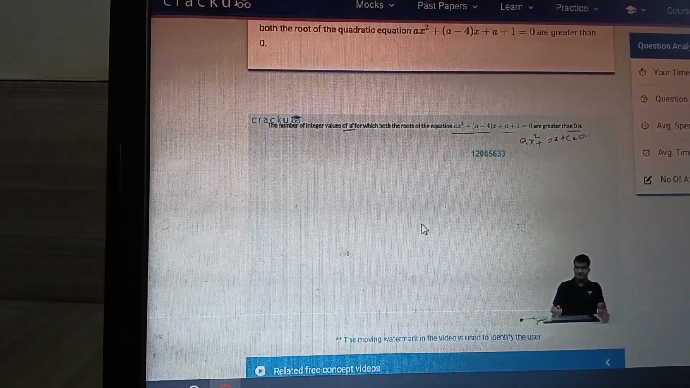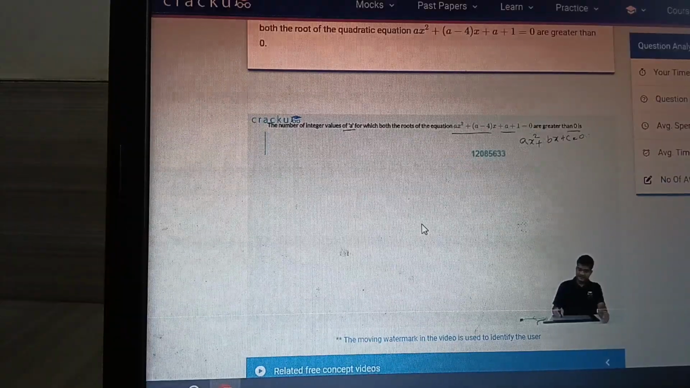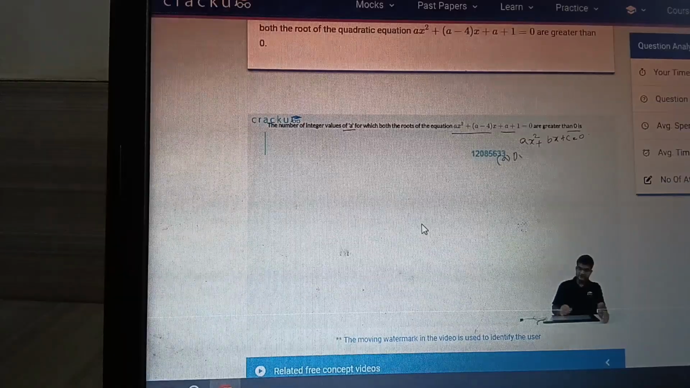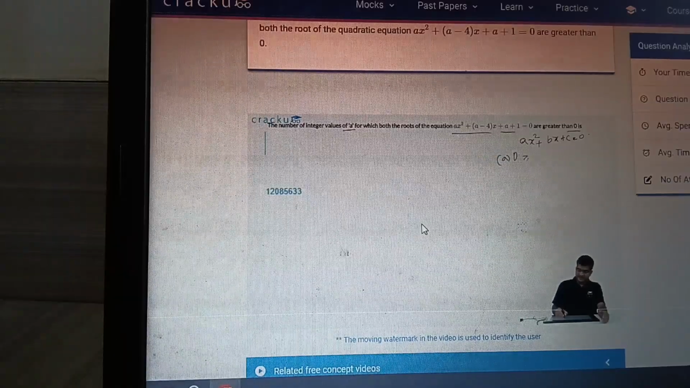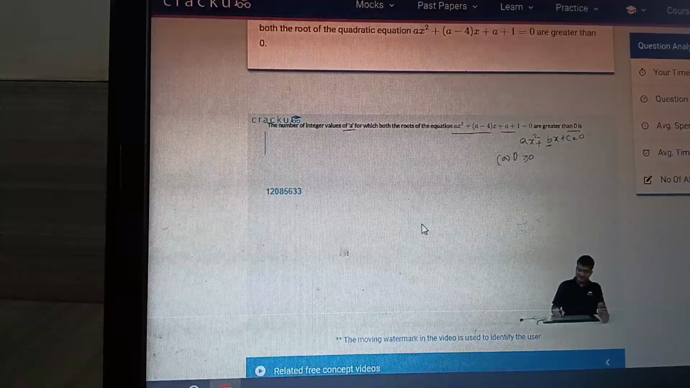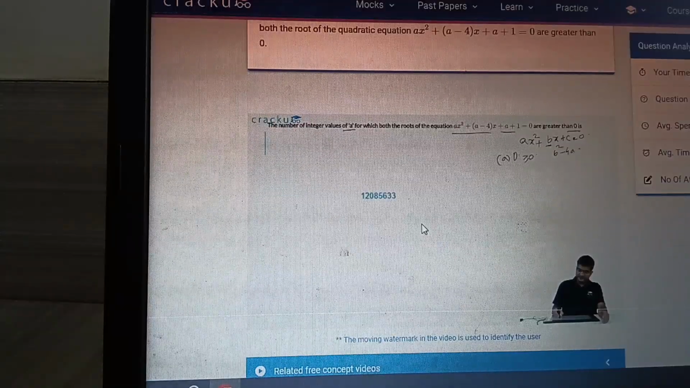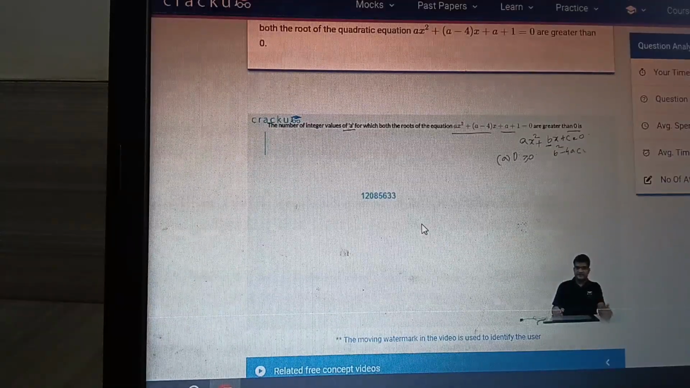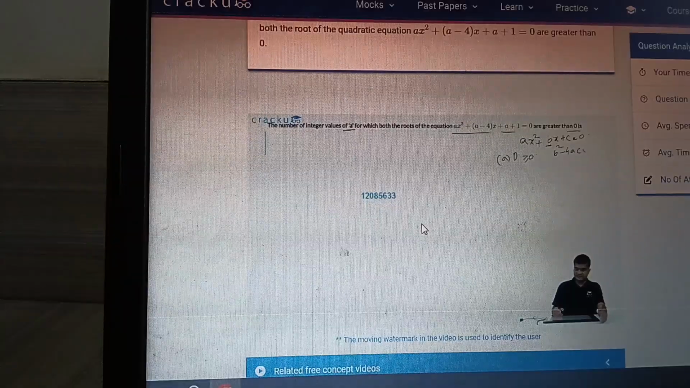Now, for the roots of this quadratic equation to be real, the discriminant has to be greater than or equal to 0. What is the discriminant? The discriminant for any quadratic equation is b square minus 4ac, where b is the coefficient of x, a is the coefficient of x square, and c is the constant term.